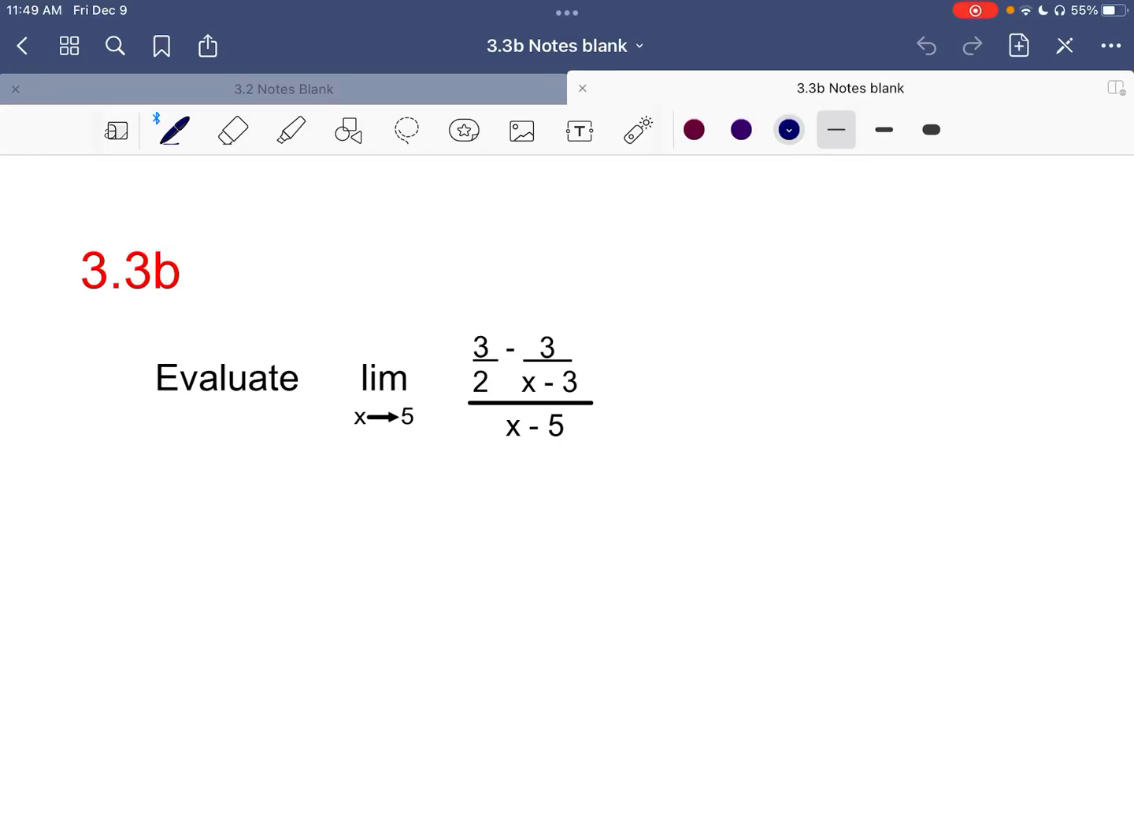Today we're looking at 3.3b, which is just more ways to evaluate limits. When looking at limits, the first thing you always want to try is direct substitution. So if I was to plug 5 in here and simplify, we'd get 5. Nope, that's not what we get. We would get 0 over 0. When you have 0 over 0, obviously you can't use direct substitution. That is a hole, which means we have a common factor in our function.